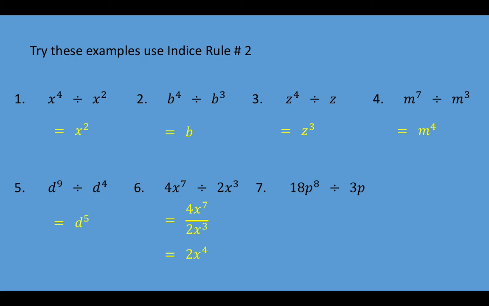You can see another example of that in number 7, where we have to start off by taking 18p to the 8 divided by 3p and turning it into a fraction. And then we have to do a calculation in 2 parts. 18 divided by 3 would give us 6. P to the 8 divided by p to the 1 is going to give us p to the 7. So our final answer here is 6p to the 7.